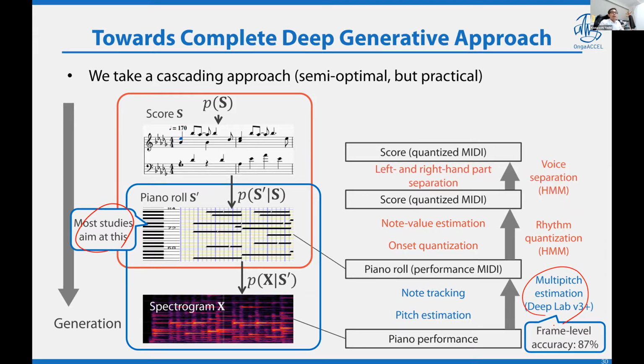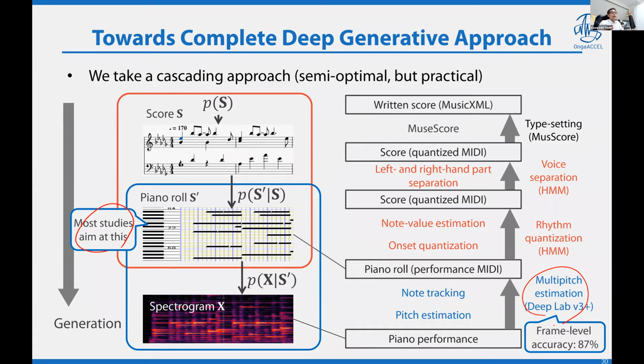And then we have to make left and right hand part separation. This is called voice separation. And then finally, we can get a written score through typesetting. So in this case, this is another very important issue. Now we use music score software for typesetting.